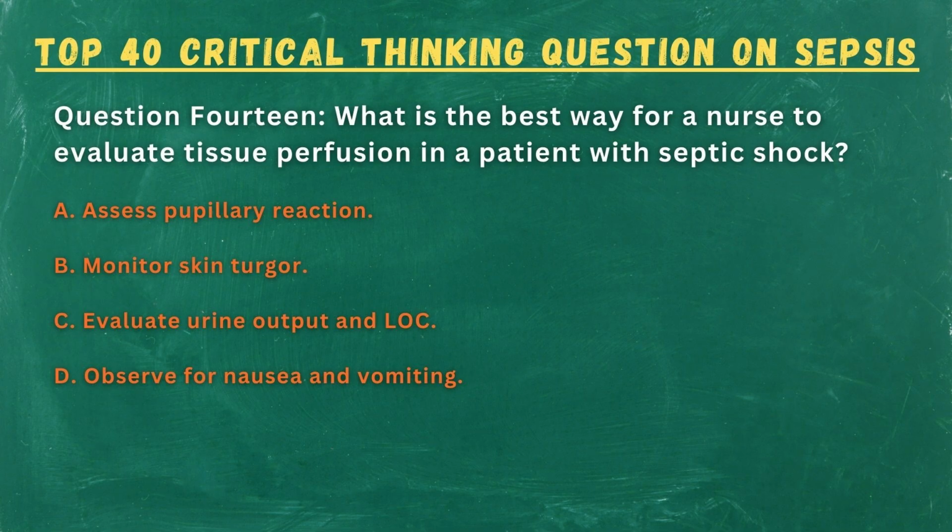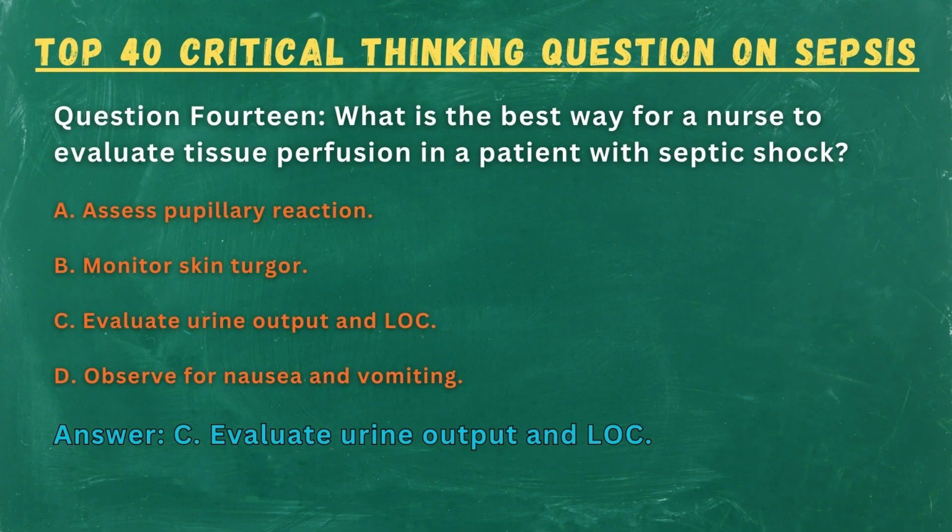Question 14. What is the best way for a nurse to evaluate tissue perfusion in a patient with septic shock? A. Assess pupillary reaction. B. Monitor skin turgor. C. Evaluate urine output and LOC. D. Observe for nausea and vomiting. Answer: C. Evaluate urine output and LOC.